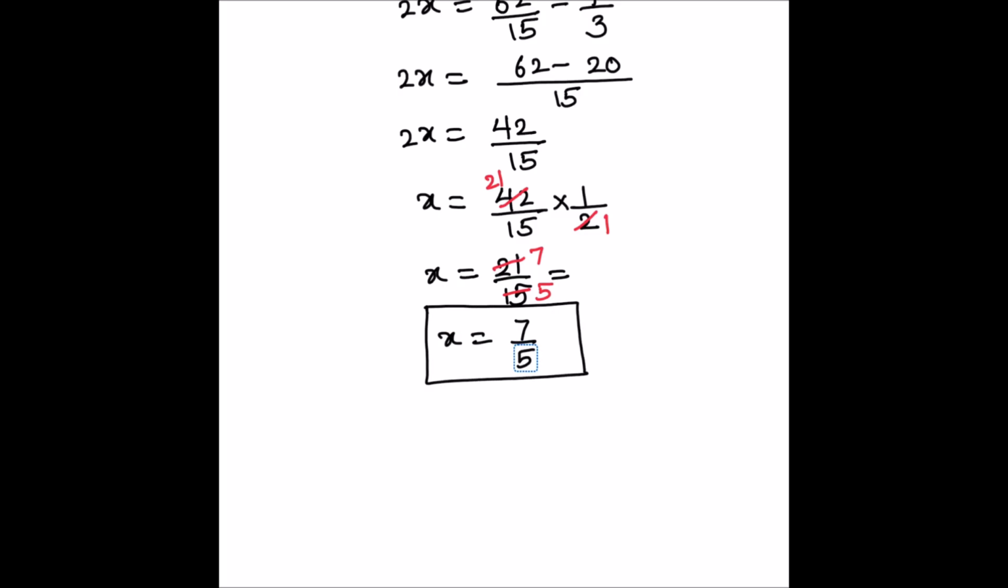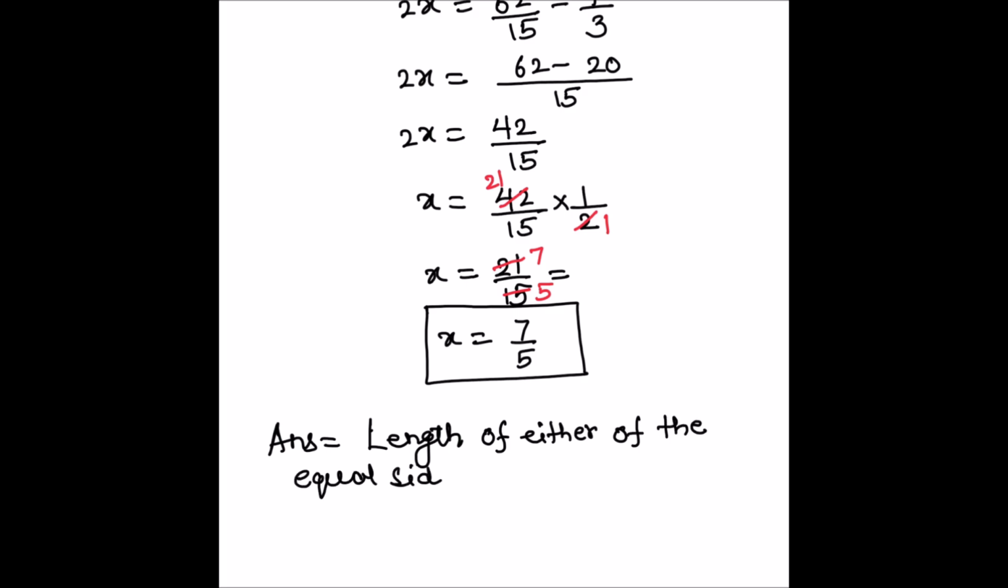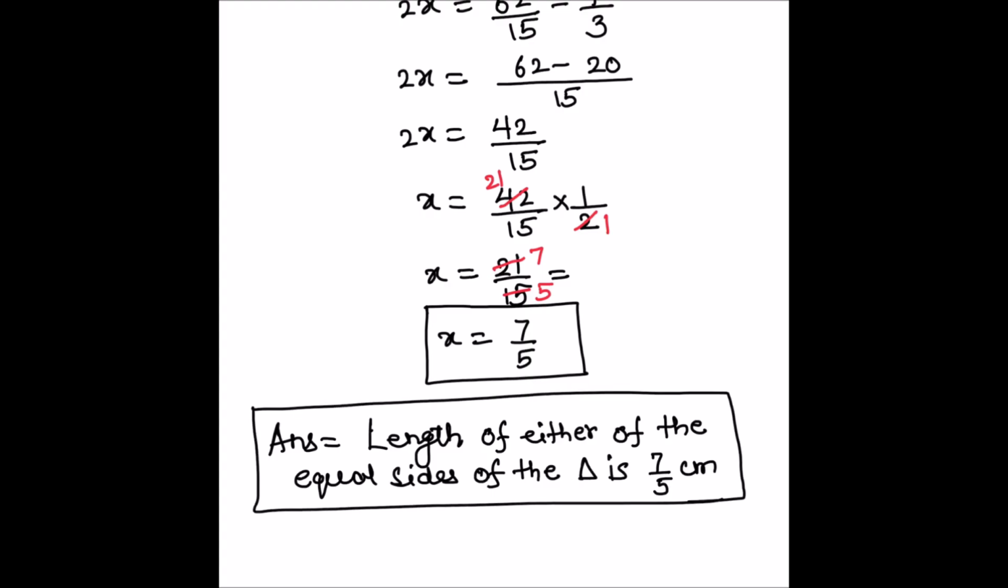So this is the value of x, which is the length of the equal sides of the triangle. So we'll write the final answer. Length of either of the equal sides of the triangle is 7 upon 5 centimeters. This is our final answer. Let's box the answer. So this is how we find the length of the sides.